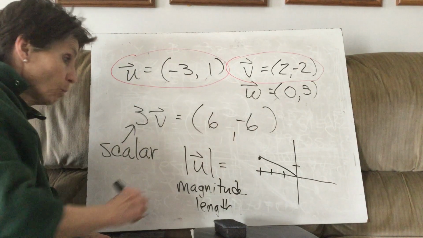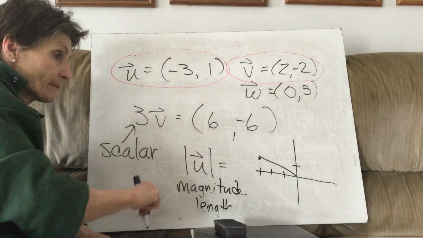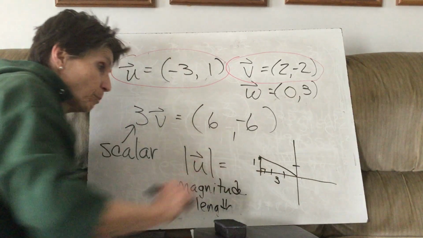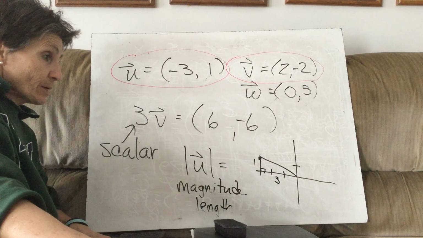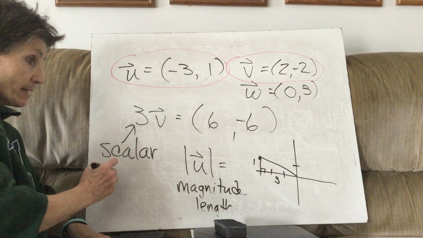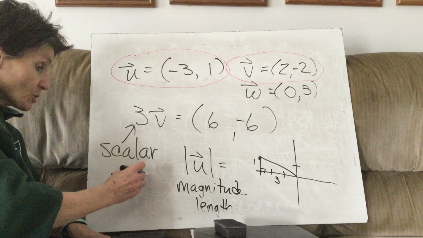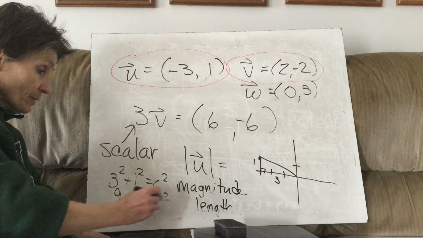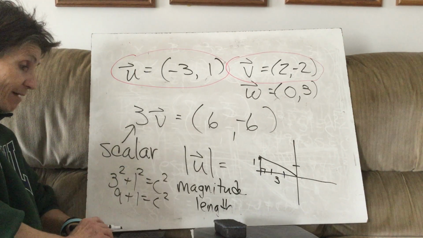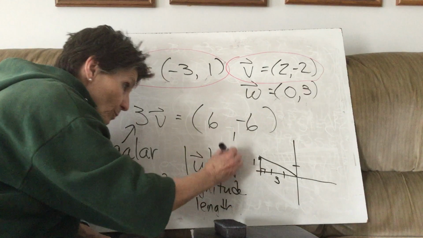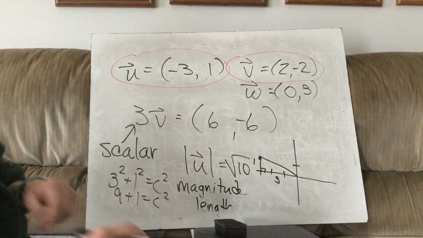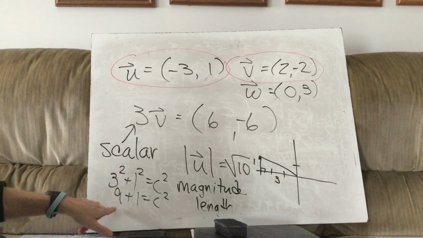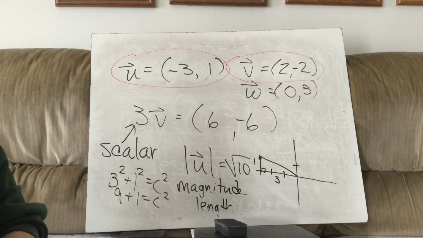Left 3, up 1. I'm doing U. Make your triangle. This is 3, this is 1. You came left 3, up 1. So Pythagorean Theorem would say 3 squared plus 1 squared equals c squared. So it looks like the magnitude of that vector is going to be the square root of 10. The magnitude is simply the square root of 10.